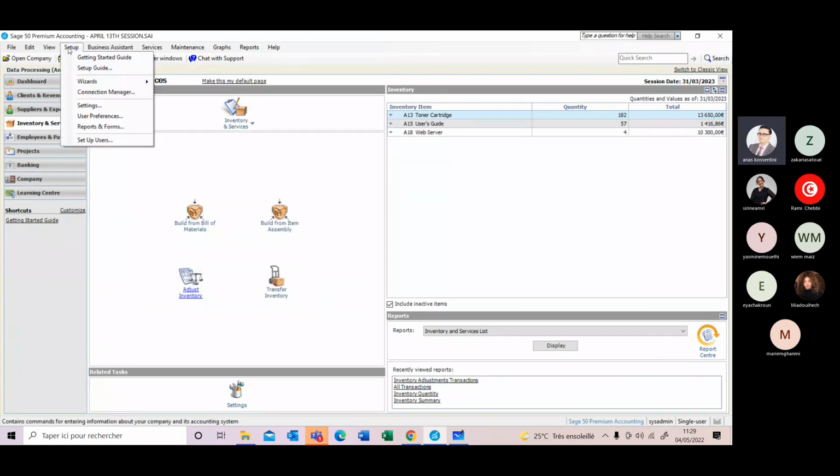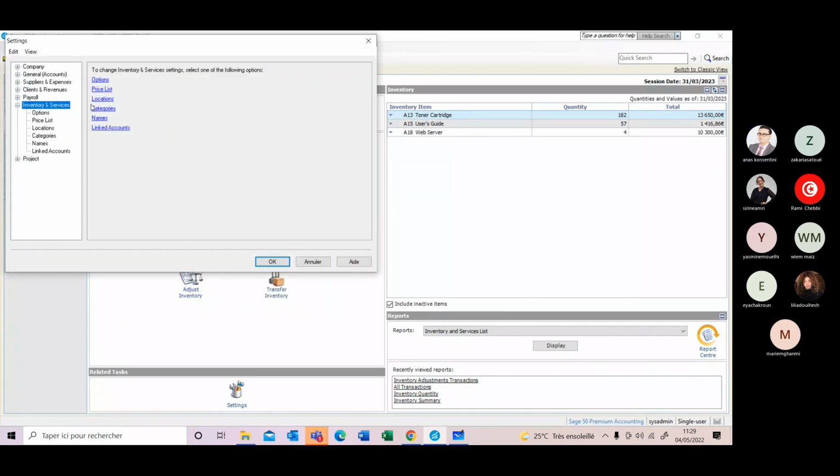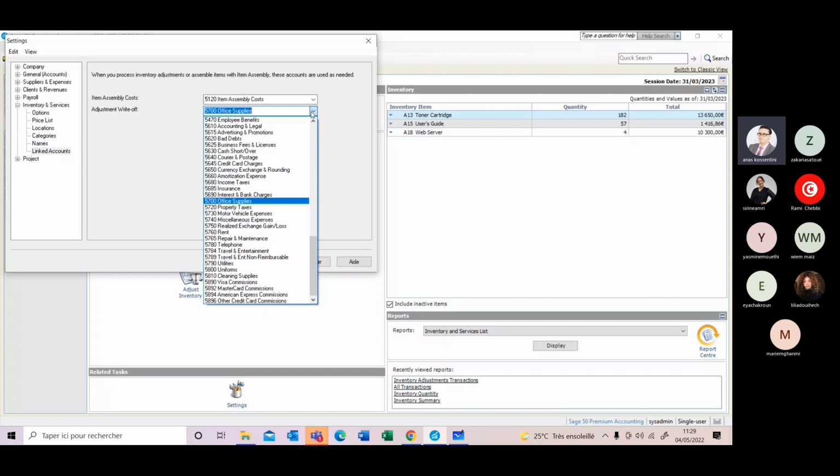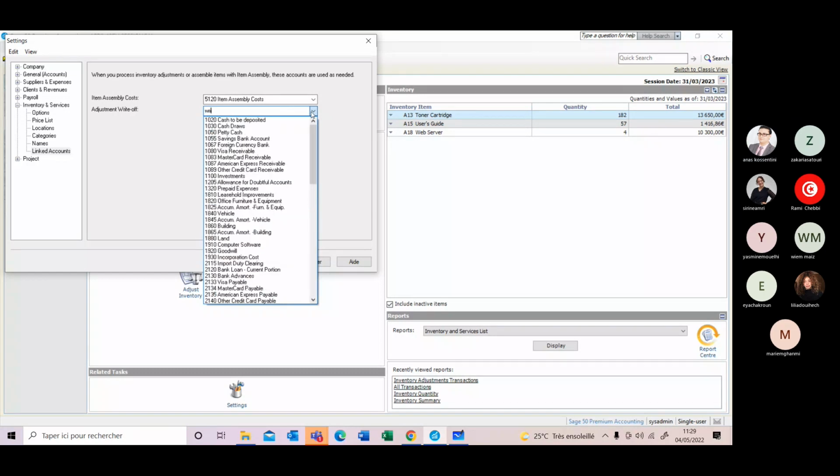linked account, set up settings, linked account. So just for the adjustment inventory, write off.